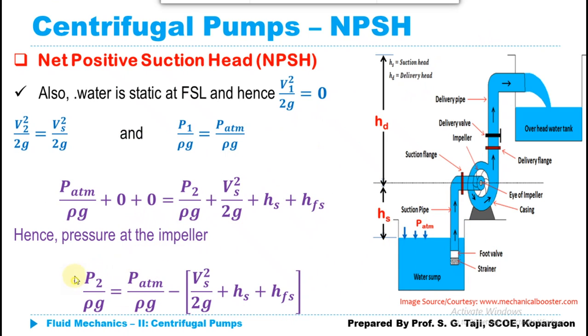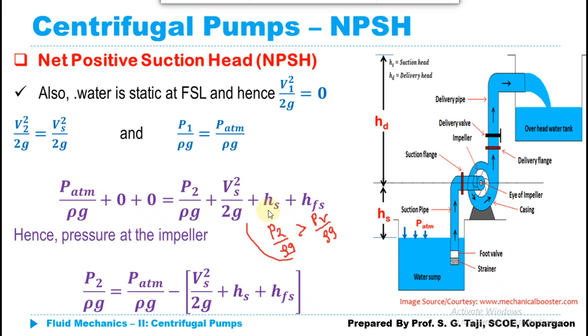Now this equation gives us the total suction head that should be developed at this particular impeller, and which should be less than the atmospheric pressure. Now for avoiding cavitation, the value of P2 upon rho g should be greater than the vapor pressure head, PV upon rho g.